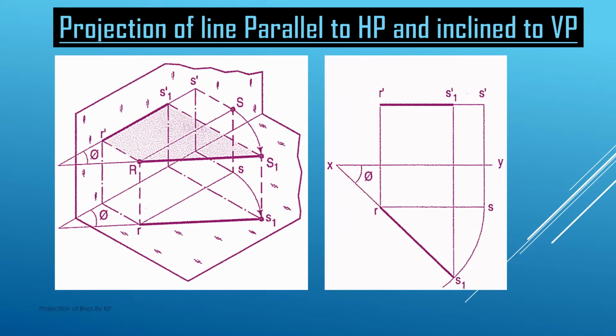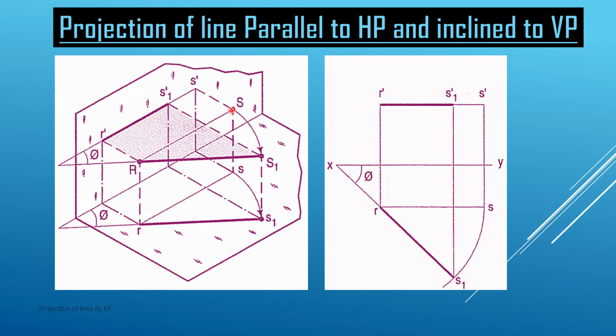We have considered the projection of the line which is parallel to VP and inclined to HP. Now the line which is parallel to HP and inclined to VP. So again, as we have discussed, we start with the basic case. First we assume that here the line is RS, as well as the final line. So we assume that this line RS is parallel to both HP and VP. So when this line is parallel to HP and VP, we get the projection of this line on the vertical plane as R dash and S dash, and on the horizontal plane, we get the projection as R and S of this line. So we assume this RS line is parallel to both HP and VP.